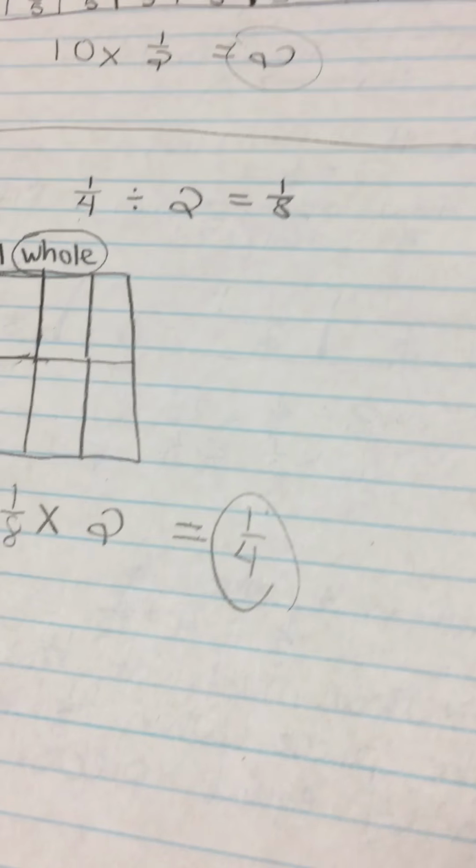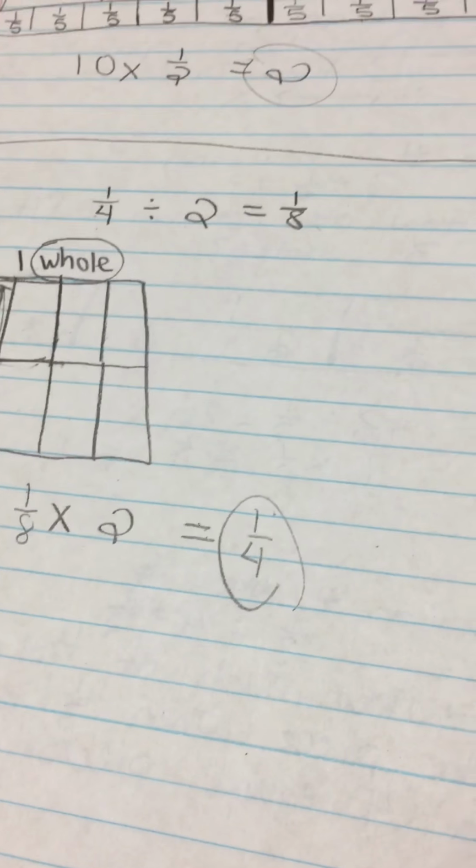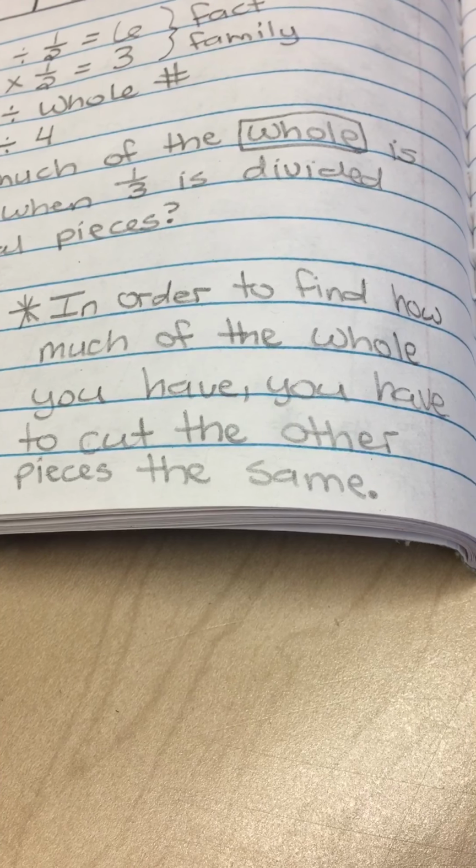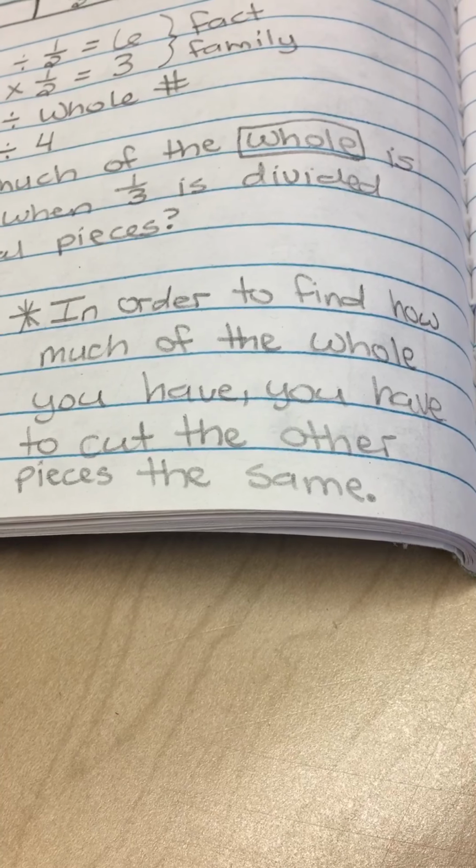Okay, something that I kind of forgot when you were doing your notes that I think you should add into your notes. And I did say it, but I didn't have you write it, so I want you to write this down. In order to find how much of the whole you have to cut the other pieces the same. Go ahead and write that down. Pause the video so that you can see what it says, and then click play when you're ready to move on.